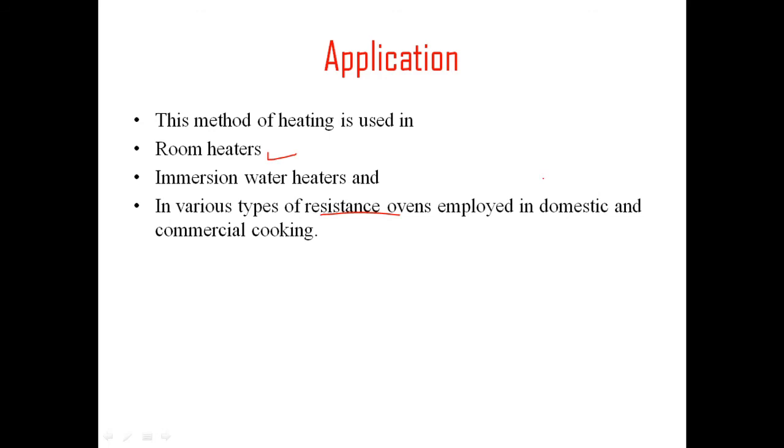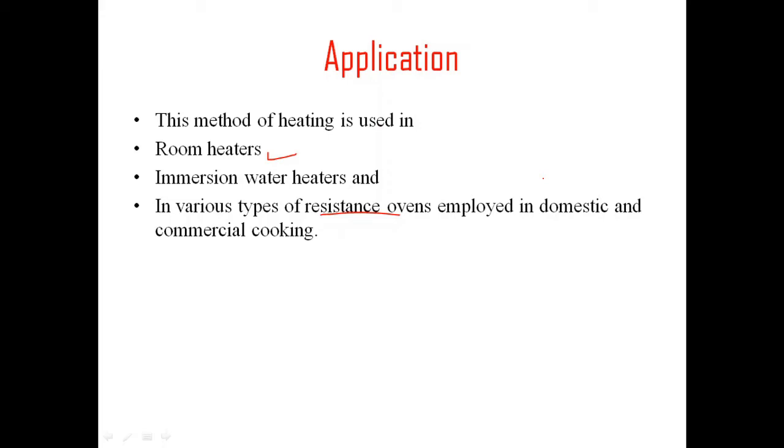So that is an example. Even immersion water heaters: we will have a coil which will be immersed in the water, and in that coil we will have a resistive element. Current is made to flow through that resistive element, and heat will be absorbed by the chamber, and that chamber will transfer the heat to the water. So these are some of the domestic applications of indirect resistance heating.